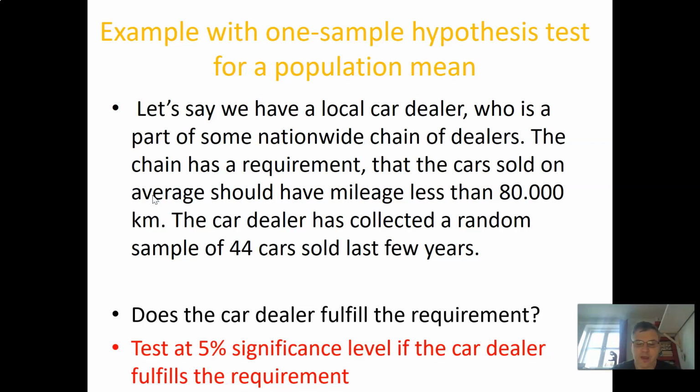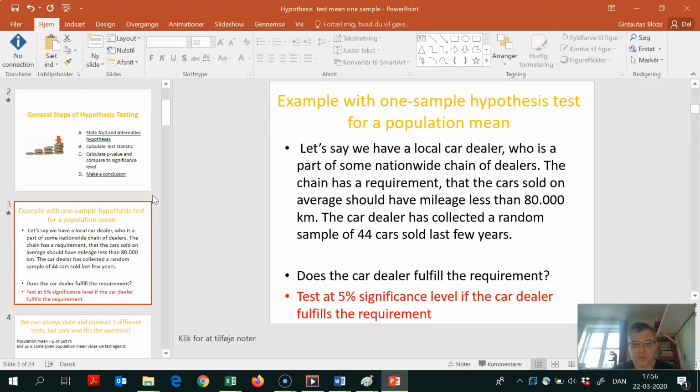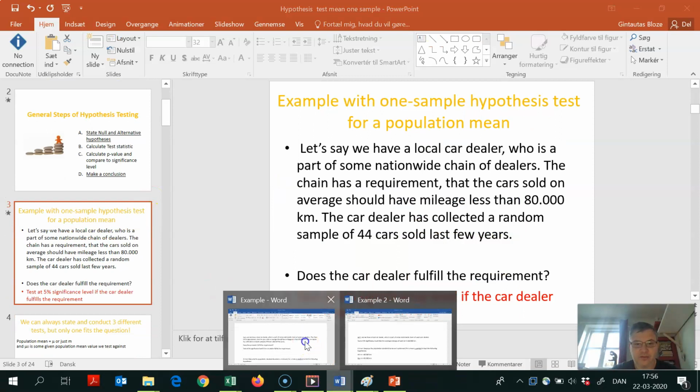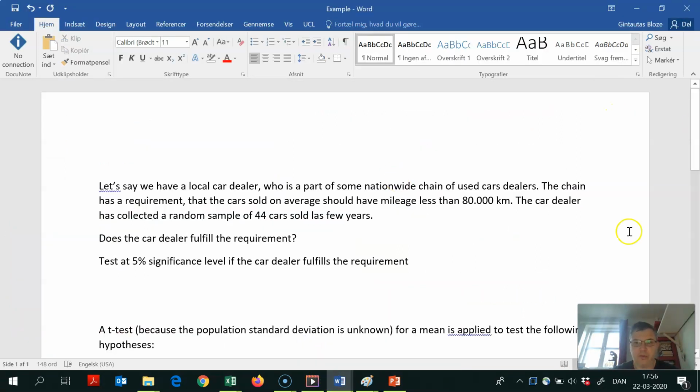So here comes how I would do it practically. Let's just start a text file. Let's say we have this problem, and I just wrote it in a text file: test at 5% significance level if a car dealer fulfills the requirement. So we use a t-test, and again we'll talk about why it's a t-test later on, but it's because the population standard deviation is unknown, and we state the hypotheses as a first step.